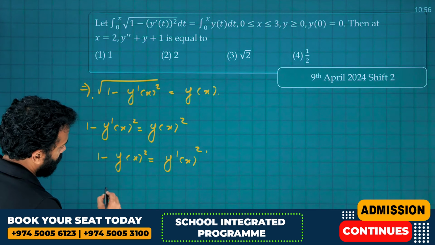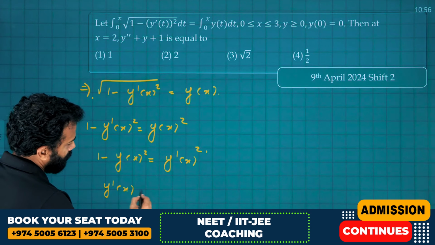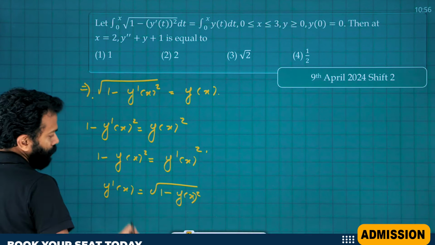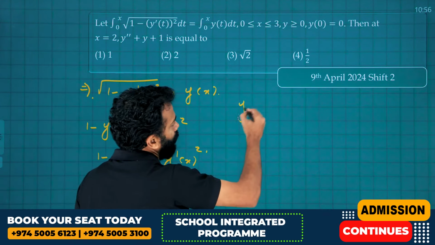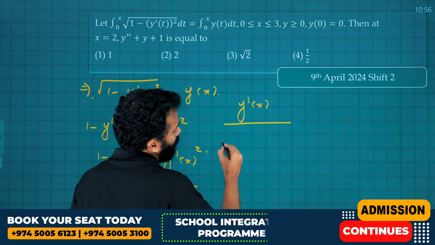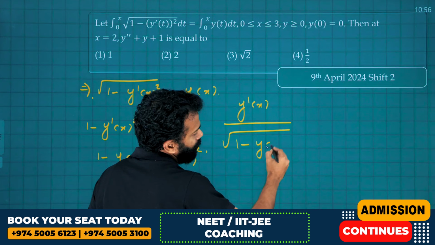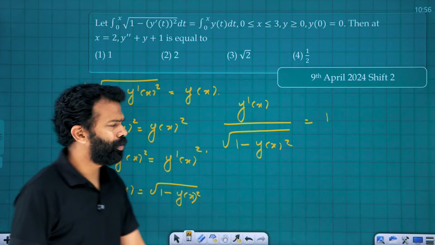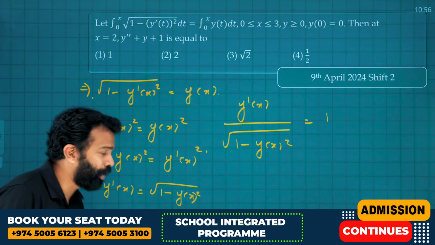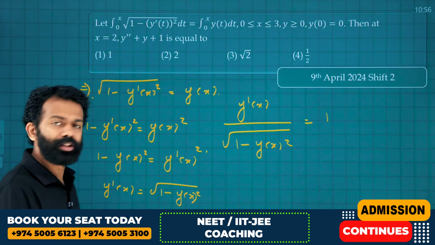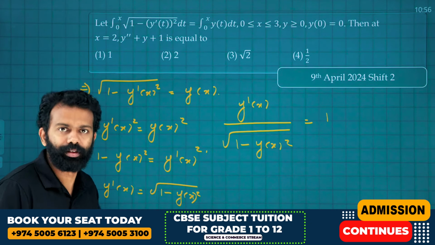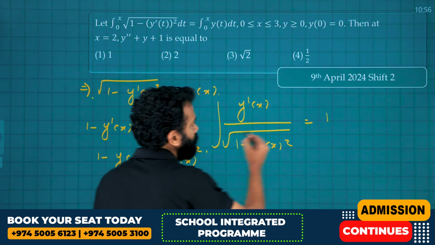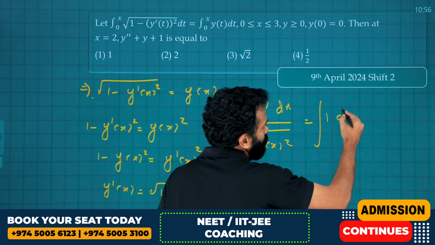And it will be y dash of x is equal to root of 1 minus y of x the whole square. Take this to the denominator, and you will get y dash of x divided by root of 1 minus y of x the whole square is equal to 1. Okay, so it's basically a differential equation actually. I hope you identified that from this step, and it's in variable separable form. So I have separated the variables accordingly. Then what should we do next? We need to integrate both sides. Therefore it will be this into dx and this into dx.